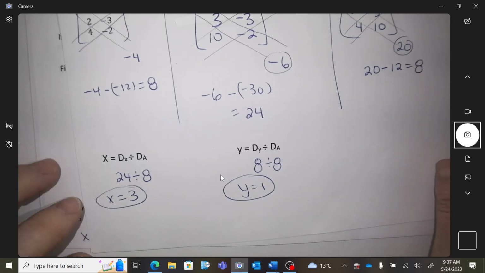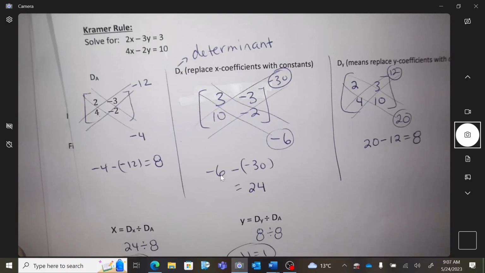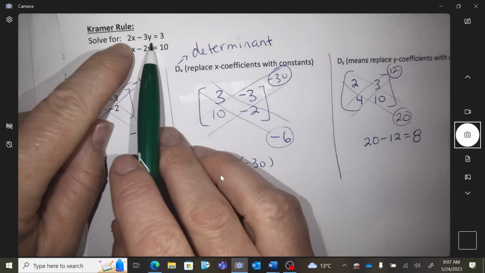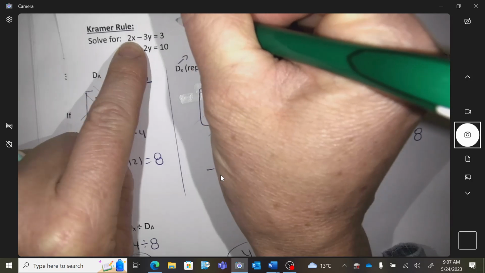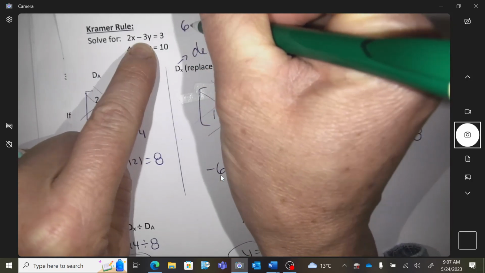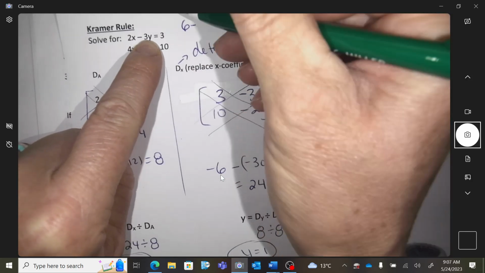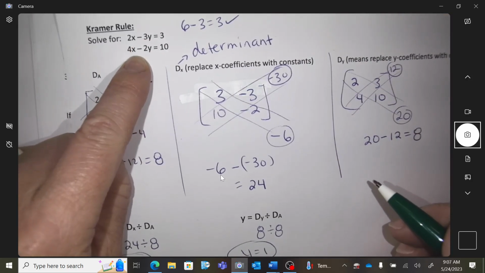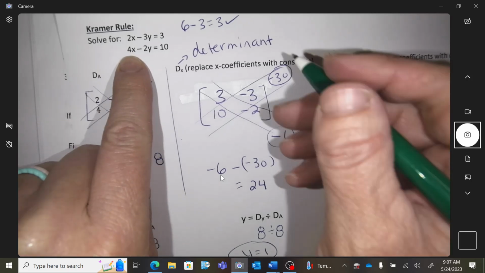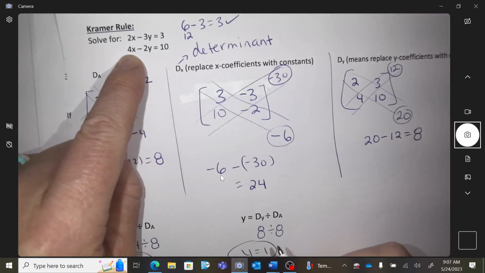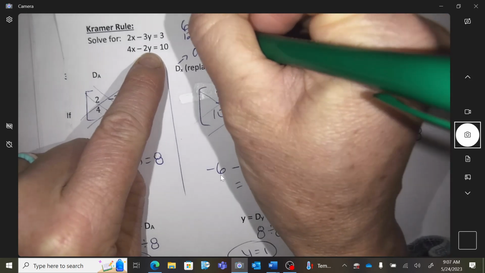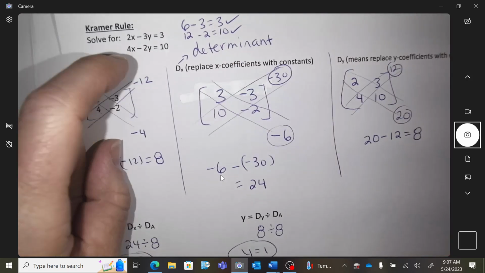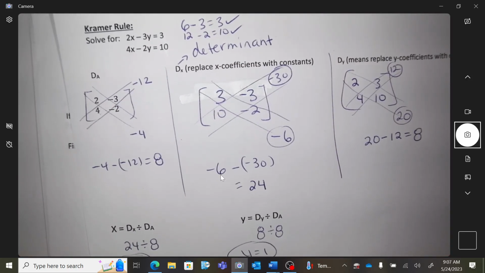Should we check if we're correct? Let's check. So if x was 3 and y was 1, this would be 2 times 3, so 6, minus 3 times 1. Yep, that works. If x was 3, this would be 12. And if this y was 1, this would be subtract 2 equals 10. Yeah, we're right. Okay, so let's try it again.